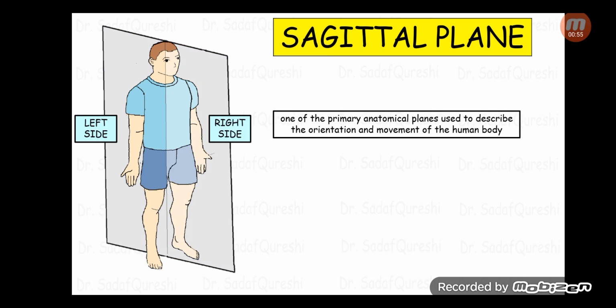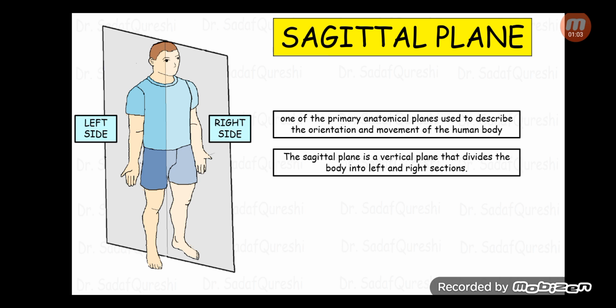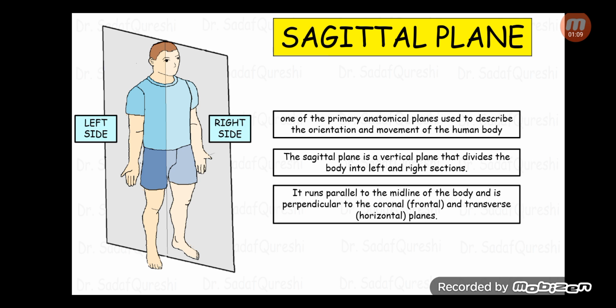The sagittal plane, as you can see in the picture, is one of the primary anatomical planes used to describe the orientation and movements of the body. The sagittal plane is a vertical plane. It divides the body into left and right sections. It runs parallel to the midline of the body and is perpendicular to the coronal and transverse planes.